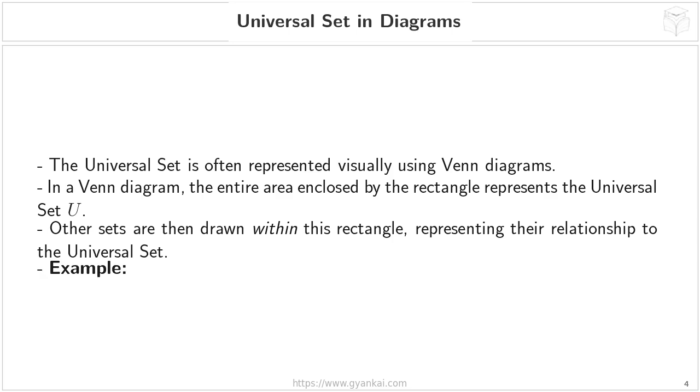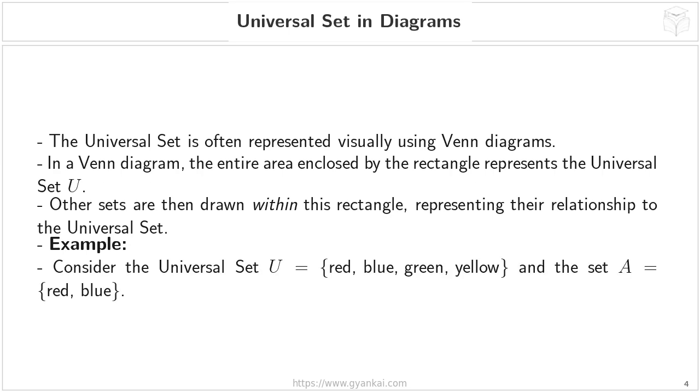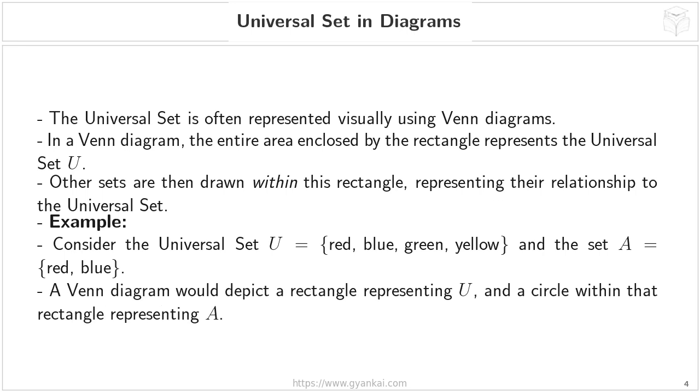We have a universal set, U, which contains the elements red, blue, green, and yellow, and we have a set A, which contains only red and blue. Imagine drawing a rectangle. That rectangle represents our universal set, U, and contains all four colors: red, blue, green, and yellow. Inside that rectangle, we draw a circle. This circle represents set A. Now, we place the elements of set A, red and blue, inside the circle. The area of the circle now visually represents all the elements that belong to set A.